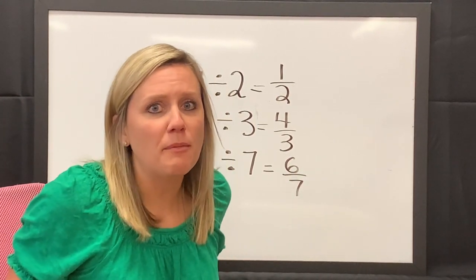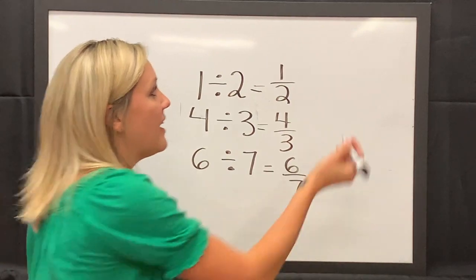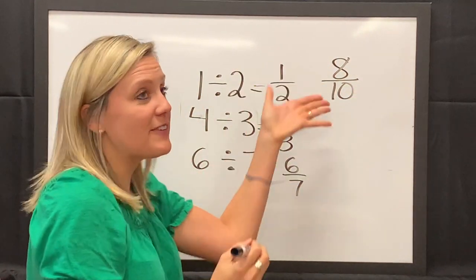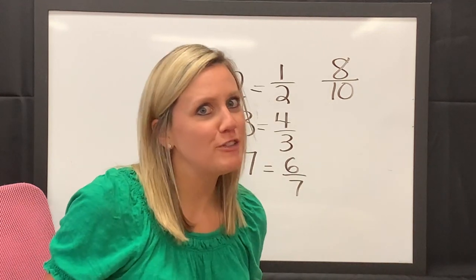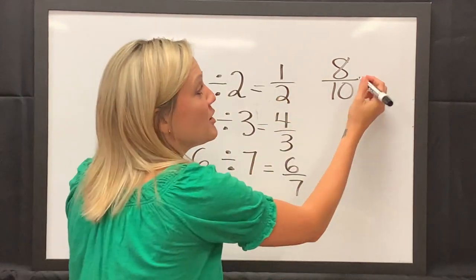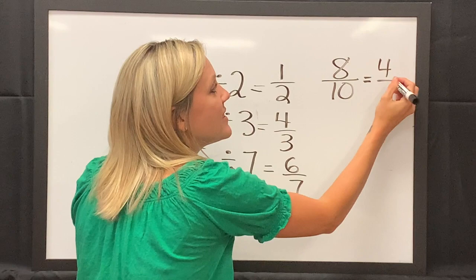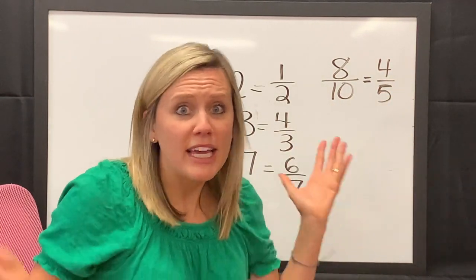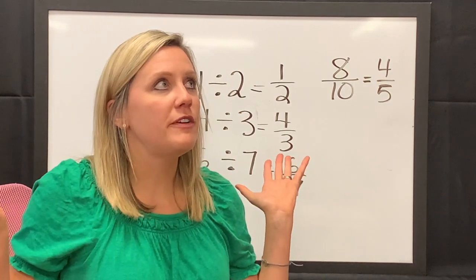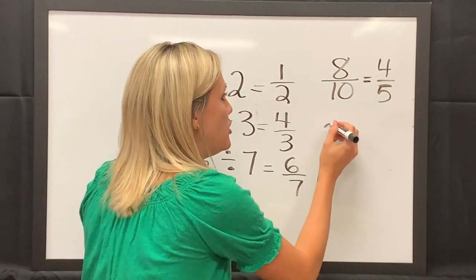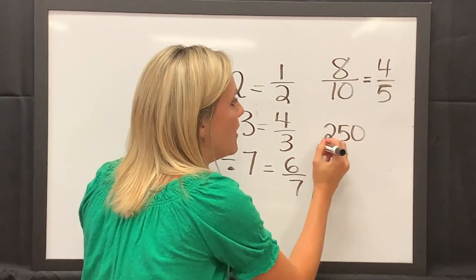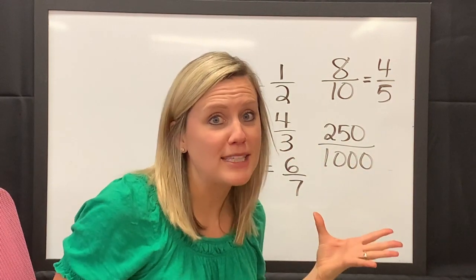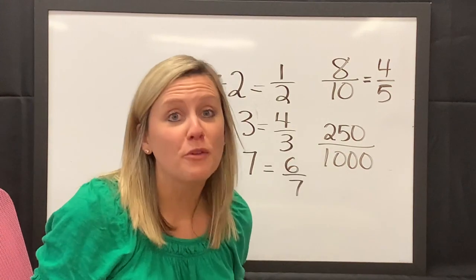So give me any problem. 8 divided by 10. That would literally be 8/10. You may have to reduce your answer. 8/10 reduces to 4/5. But technically, that is still the same value. Give me any problem. 250 divided by 1,000. 250 1/1000s. Yes, I may want to reduce that to 1/4, but this is still the right answer.